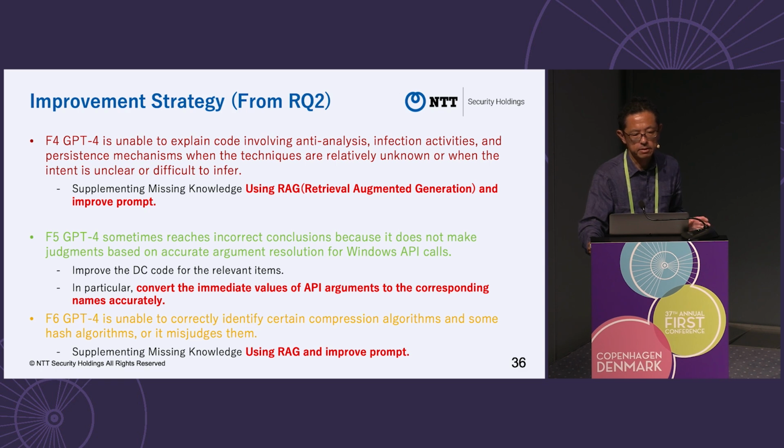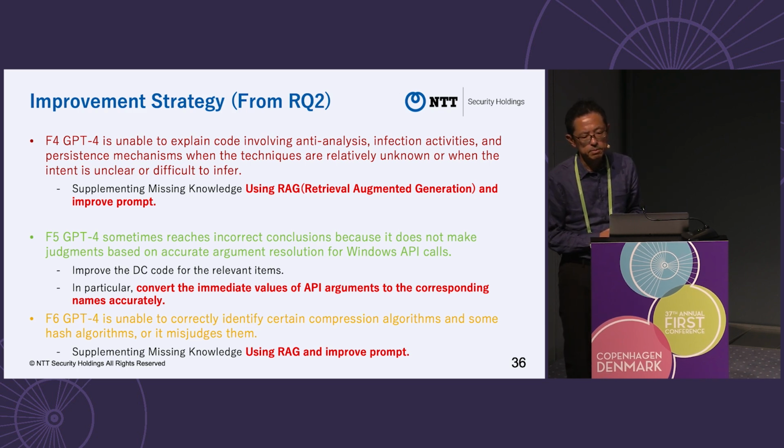Okay, final topic: improvement strategy based on research question 2. Based on the findings, we devised an improvement strategy. For finding 4 and finding 6, we made RAG and prompt improvements. For finding 5, we made a conversion of immediate values to names. RAG and prompt techniques are not so special, so I will talk about the topic of converting immediate values against finding 5.